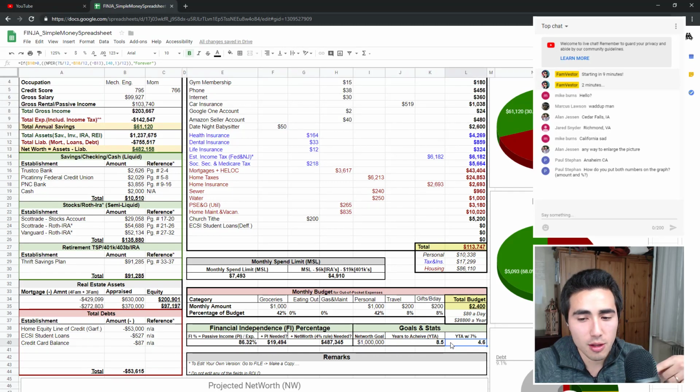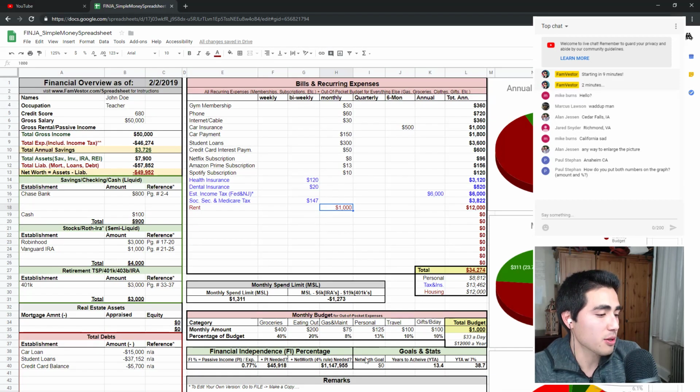And what I did over here to the right is years to achieve with a 7% interest rate, and it's drastically lower. And this works in the opposite direction too. You can see the single person has all this student loan debt, and he just wants to get to a net zero, $0 net worth. Normally it would take him 13.4 years based on his savings rate, but because of the negative interest rate, it's taking him a lot longer.